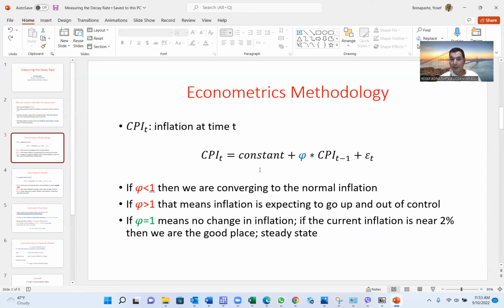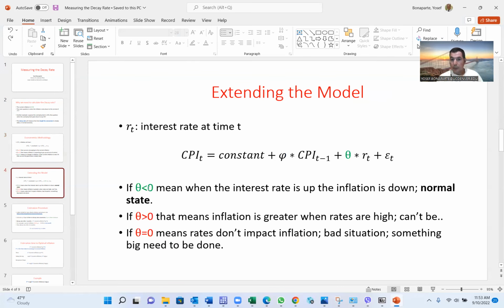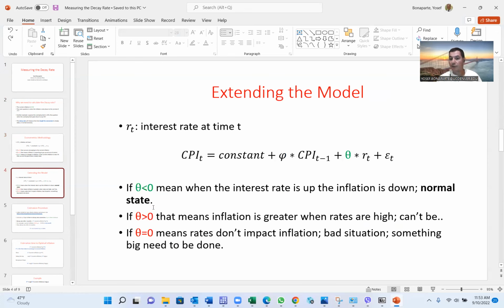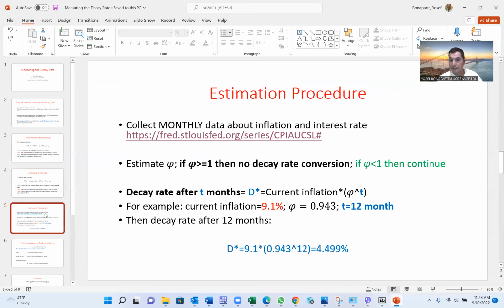Well, if there is no Federal Reserve, this is the model we estimate. If phi equals 1, that means inflation is steady. If phi is greater than 1, that means Argentina, we're diverging. And if phi is below 1, that means we are converging to a lower inflation. Now, if phi is greater than or equal to 1, then we're in trouble. The Federal Reserve has to be involved and increase the interest rate. When you increase the interest rate, if theta is below 0, that means the more you increase the rate, the less inflation, because theta is negative, rate is up, positive multiplied by negative is negative, then the inflation will go down. Then you estimate based on phi.